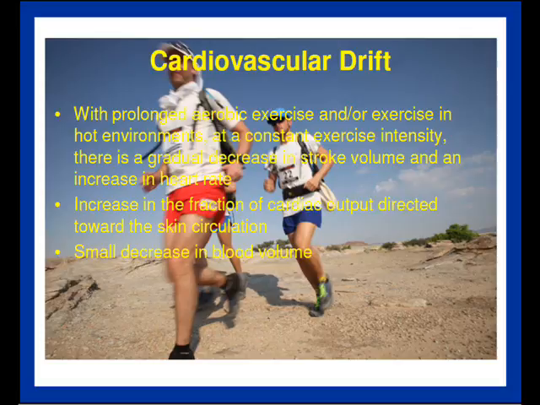You see an increase in the fractional cardiac output directed towards the skin circulation. We need to get the blood to the skin as quickly as possible to offload heat. So cardiac output is being directed away from skeletal muscle to the skin in a hot environment as you exercise. Okay? We do see some decreases, obviously, in blood volume because you're losing plasma volume.